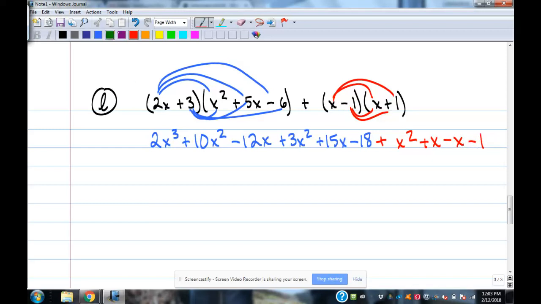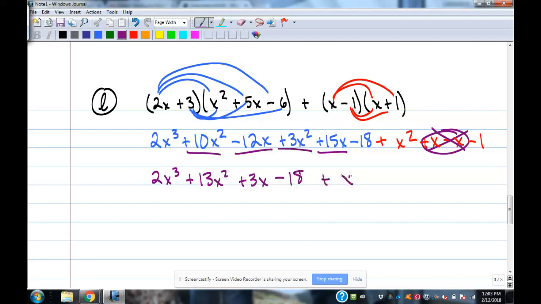Okay. So what Miss Sandy was saying is that, hey, what if I just put together my like terms on the blue part and the red part first? Yeah, you can do that. What happens over here on this red part with those two? They cancel each other out, so we don't even have to worry about those now. And then here I have a 10x squared and a 3x squared. So that's 13x squared. And then I have a negative 12x and a positive 15x. That's 3x minus 18. And then I've still got x squared and minus 1 to put together.